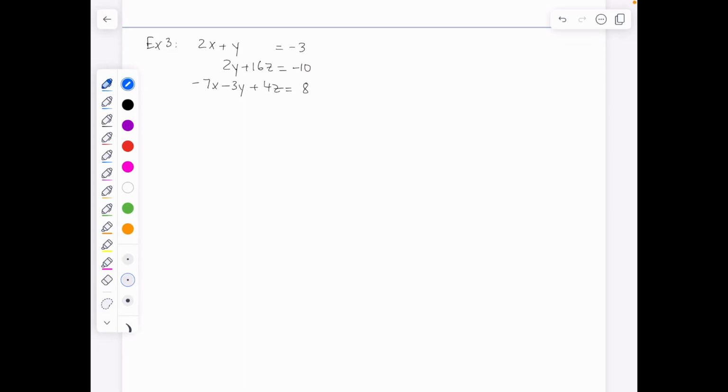We are going to look at another example in this video. So we are going to follow the 6 steps. Step 1, we want to make sure that all equations are in standard form, which they are. And then we want to label the 3 equations.